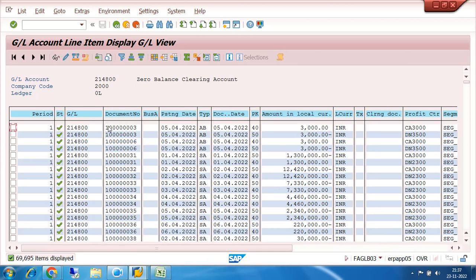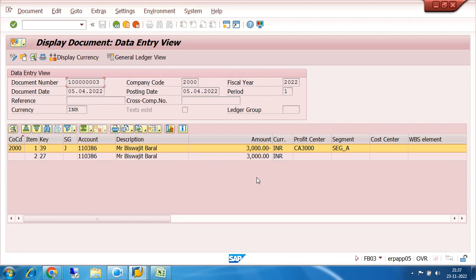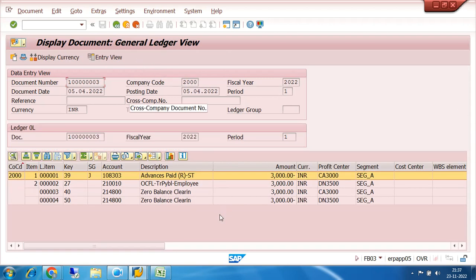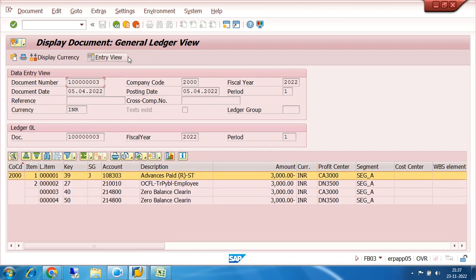See, these are the things. Suppose I want to go to a document. This is the document I want to see. This is a clearing document actually. See, every document has two views: one is the entry view, another is the general ledger view. In the entry view, the person who has passed this document used this profit center only, CA 3000. But if I go to the general ledger view, how many documents are passed? See, there are two profit centers, CA 3000 and DN 3500. That means two debit line items with one profit center, and a credit line item with another profit center.